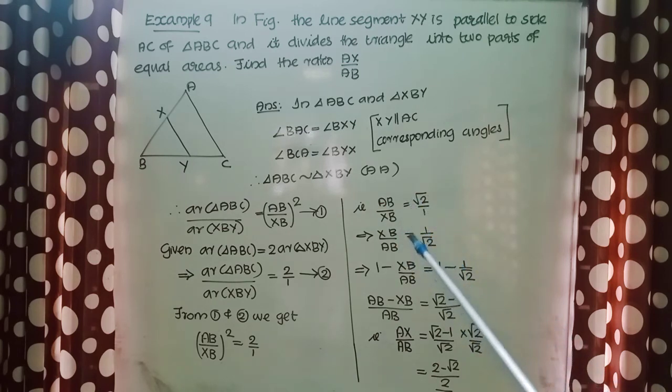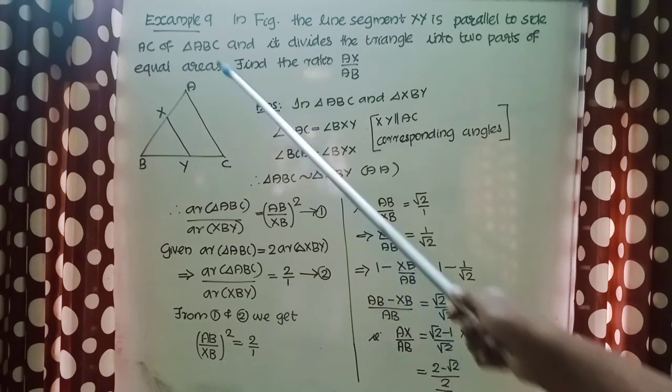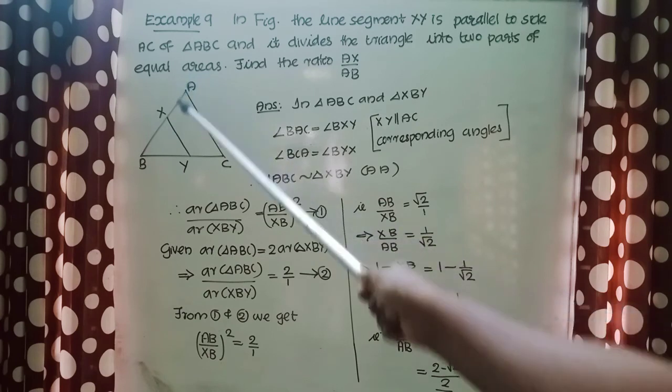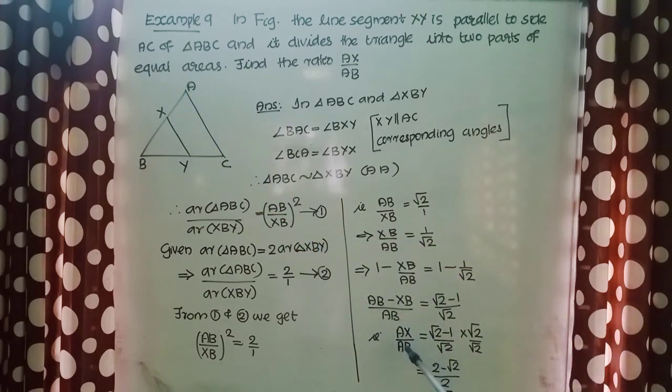Take the reciprocal, we can write XB by AB equal to 1 by root 2. Subtract both sides from 1. We get 1 minus XB by AB equal to 1 minus 1 by root 2. Cross multiplying, we get (AB minus XB) divided by AB equal to (root 2 minus 1) divided by root 2. Now you see the figure, what is AB minus XB? AB minus XB is AX. So we can write AX by AB equal to (root 2 minus 1) by root 2.